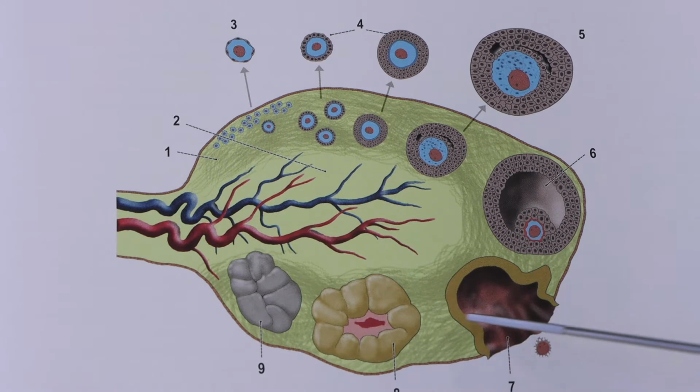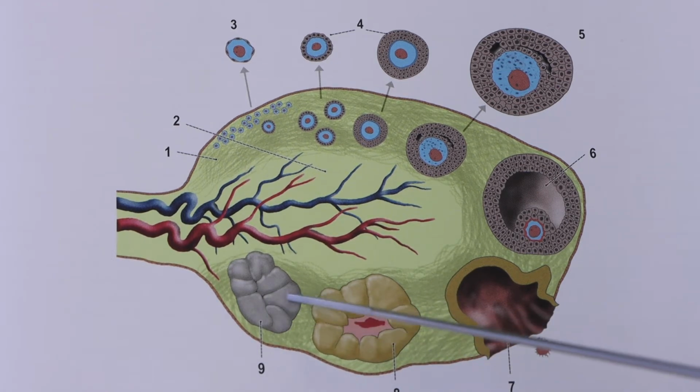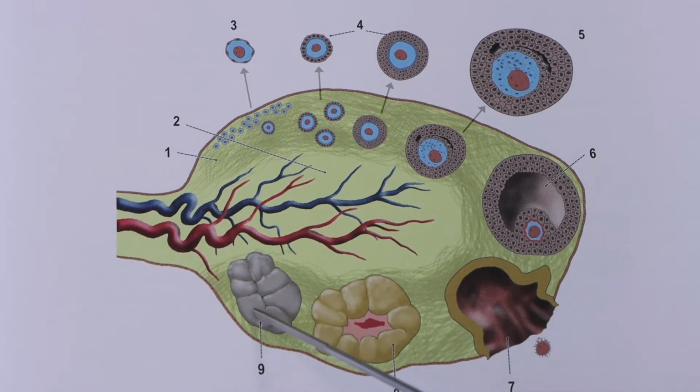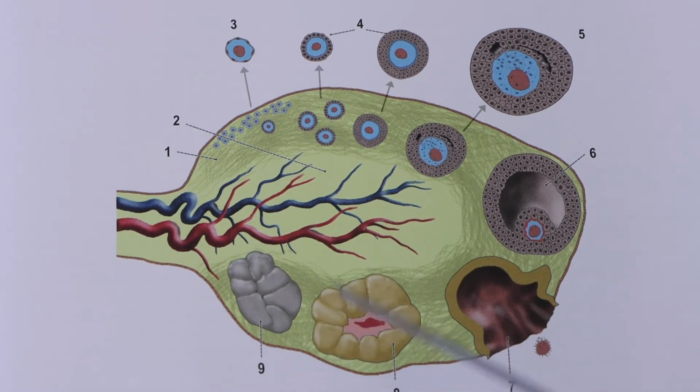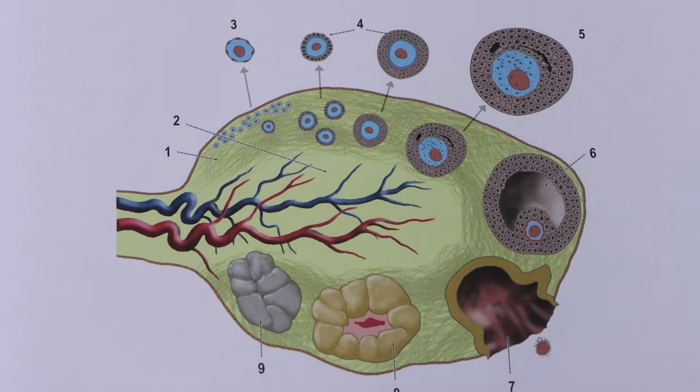But if fertilization doesn't happen, this corpus luteum, near the end of the ovarian cycle, degenerates, and the remnant of it becomes the corpus albicans. The corpus albicans is the degenerated part of the corpus luteum with some connective tissue replacement happening, and then it will disappear.